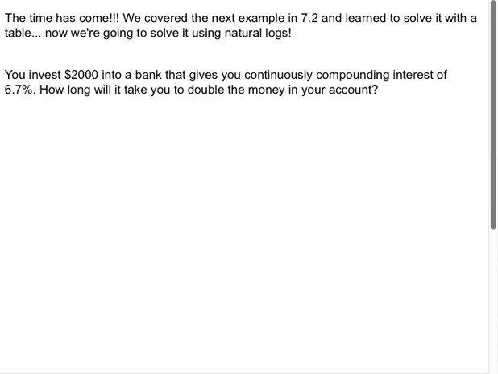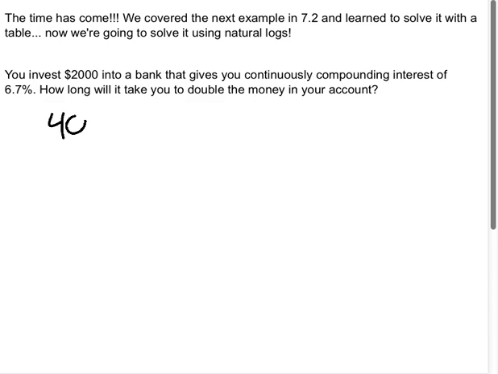Now, the time has finally come. So the next example we did back in the first half of chapter 7, but now we're going to learn how to do it without a table. We're going to learn how to do it using logs. So you invest $2,000 into a bank account that gives you a continuously compounding interest of 6.7%. How long will it take you to double your money?